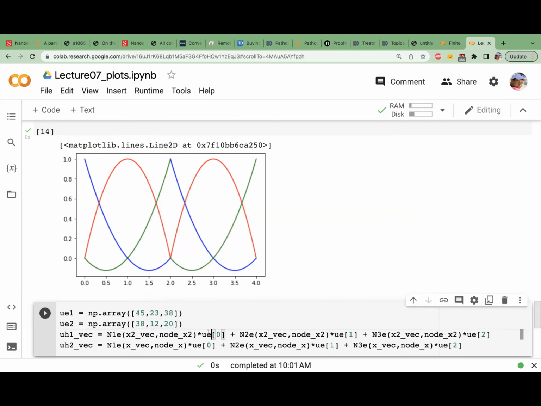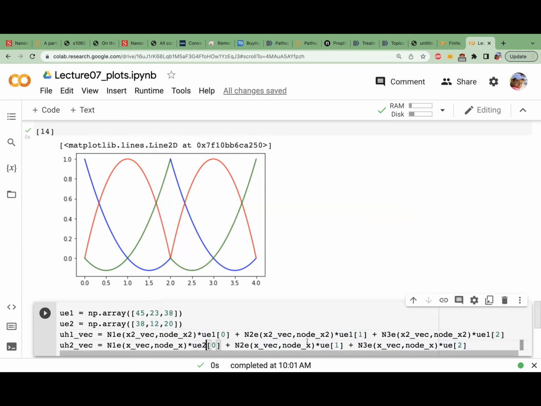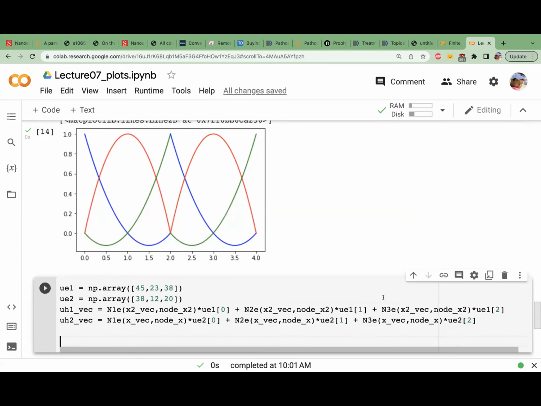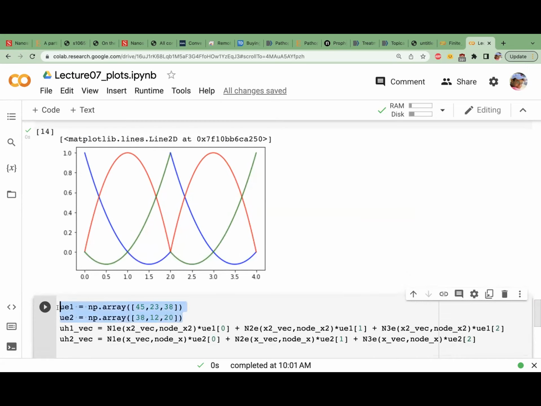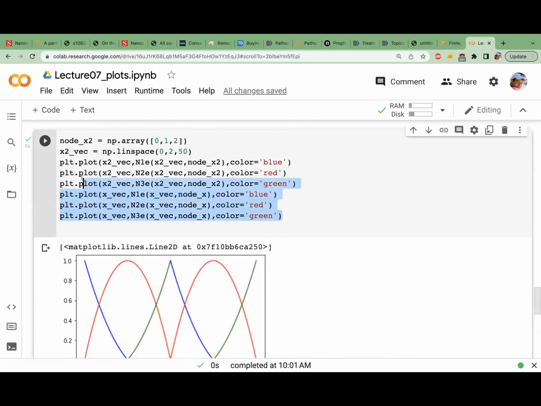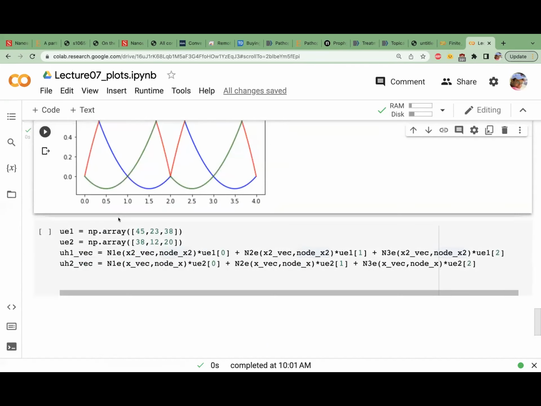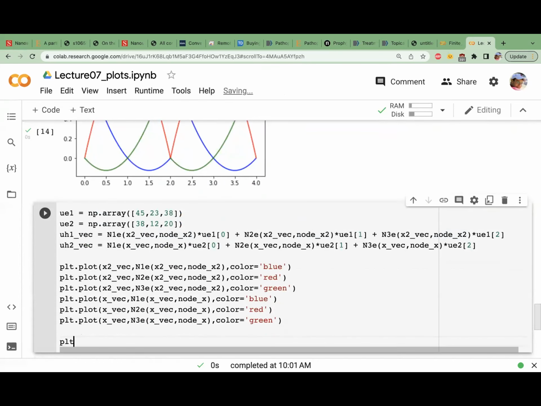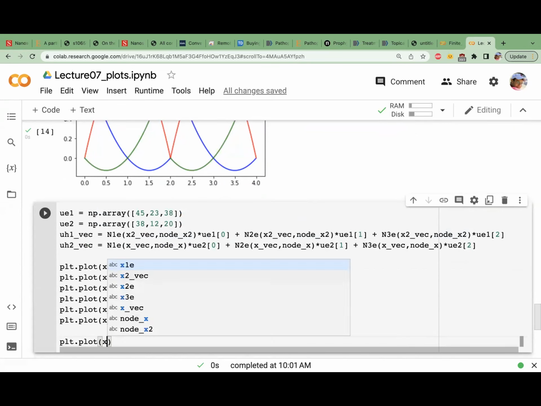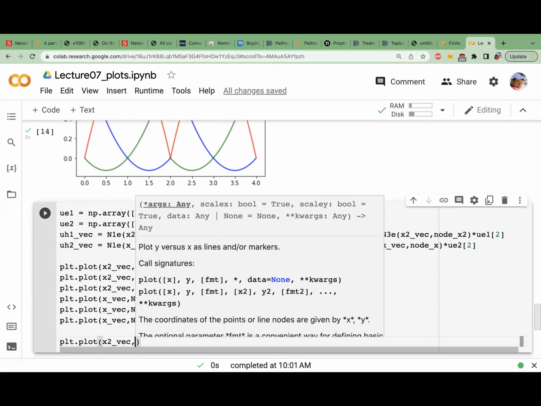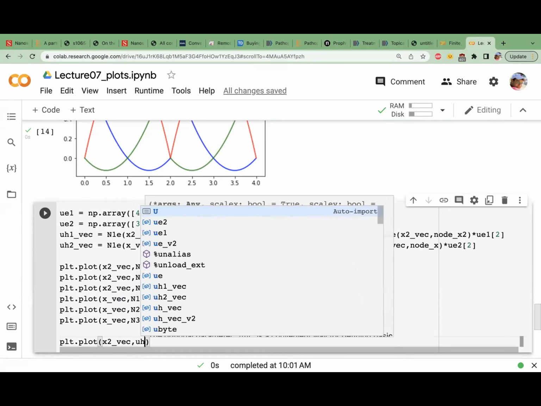So I'm just going to use here UE1, UE1, UE1, and here I'm just going to use UE2, UE2, and UE2. And again, these are just 5 numbers. And then the shape function is the same thing that I defined at the beginning. I just evaluated different x values. And then I'm just going to plot just the same as before. So these are all the shape functions. And then the other thing that I need to plot is over x1, x2 vec. I shouldn't call it x2 vec, it is for element 1, but anyways, UH1 vec.